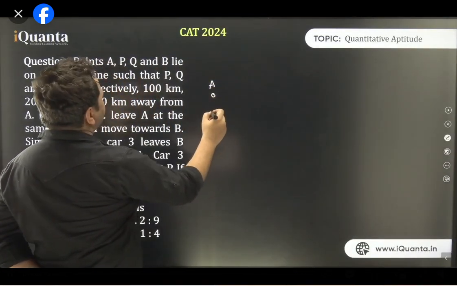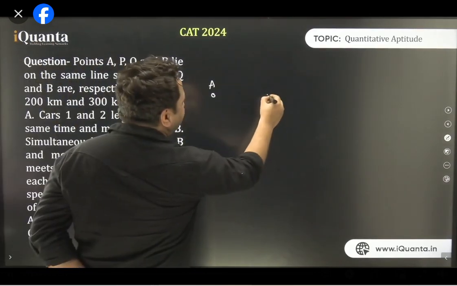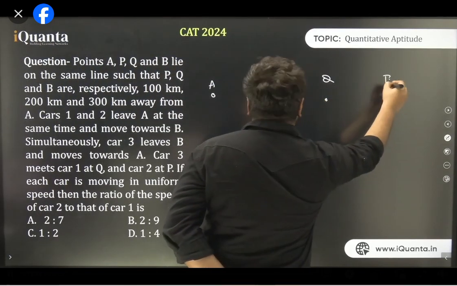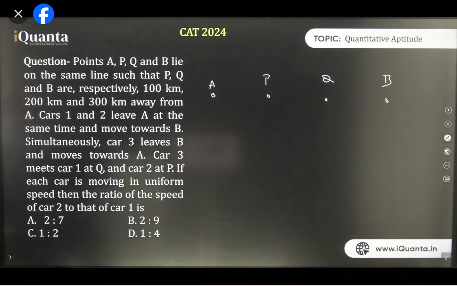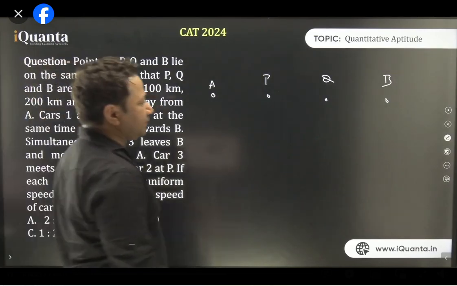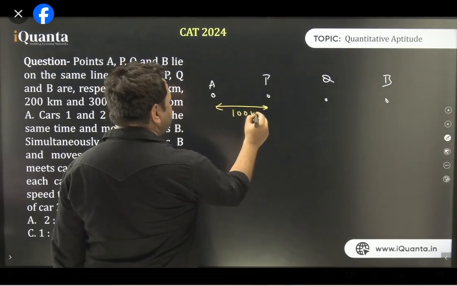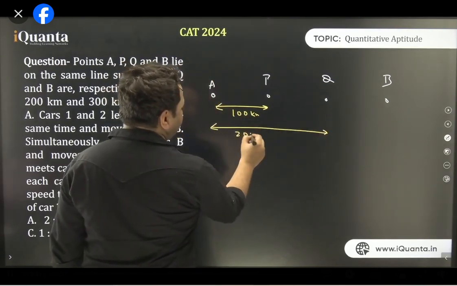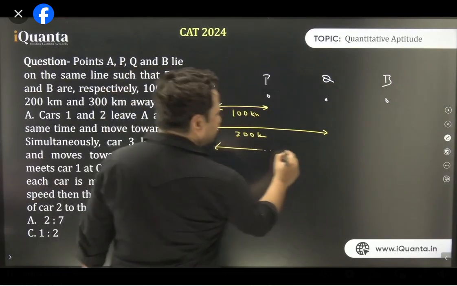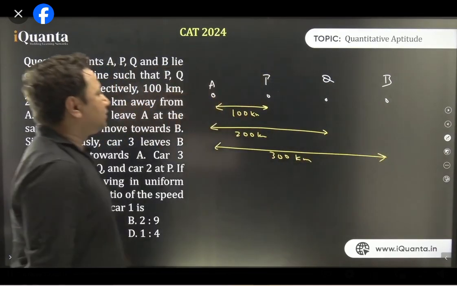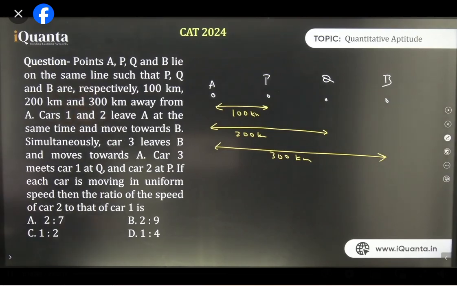We have point A. Then we have point P. Then we have point Q. And then we have point B. All right. P, Q, and B are respectively 100, 200 and 300 kilometers away from A. This is 100 kilometers. This is 200, right? And then this is 300. Cool. Essentially, they are equidistant.